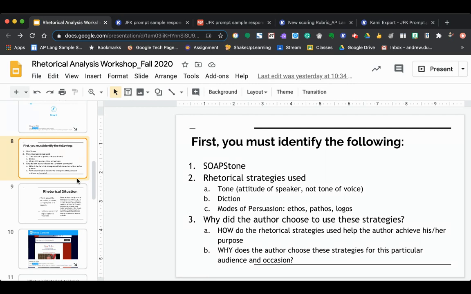How did the rhetorical strategies used help the author achieve his or her purpose? And why does the author choose these strategies for this particular audience or occasion? That is the bread and butter of a rhetorical analysis. Basically 90% of your essay is going to be from how you analyze the strategies that the author uses in a speech or a text. That's going to be the heart of the essay.